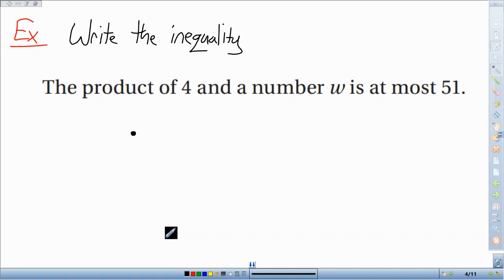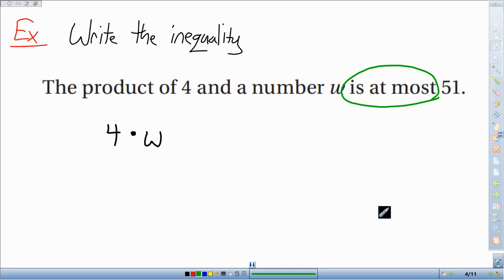Okay, what are we multiplying? It says the product of 4 and a number w, which is just the variable w, is at most 51. "Is at most." That's really the big thing in this question. What do they mean by "is at most"? How do we represent that mathematically?